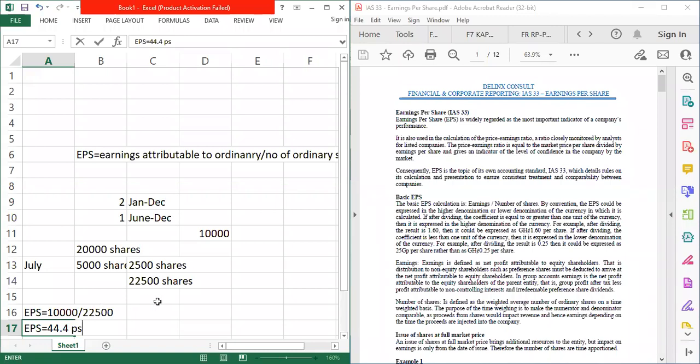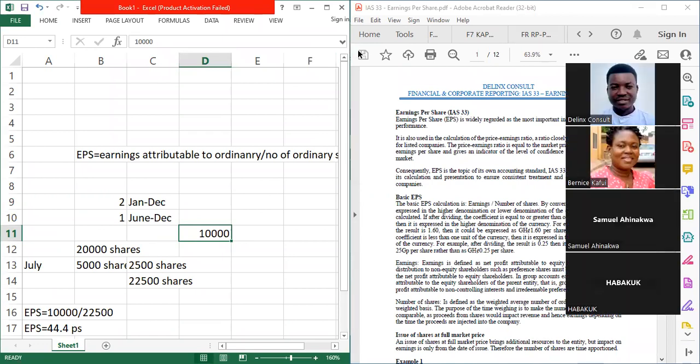So this is how we calculate earnings per share. This is the idea about earnings per share. The earnings per share we are going to look at now is the earnings attributable to ordinary shareholders divided by the shares that contributed to the profit that we are sharing, which we call the weighted average number of shares. So if the profit was 10,000 and the shares at the beginning was 20,000, the earnings per share will be 10,000 divided by 20,000, because the 20,000 shares contributed towards all.